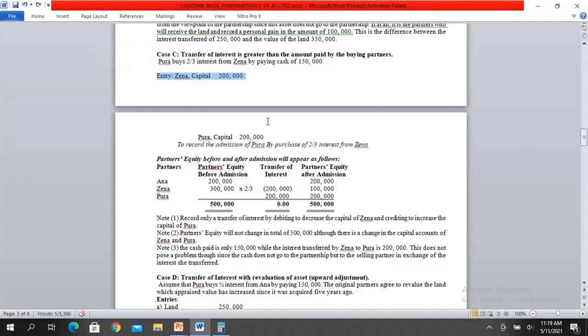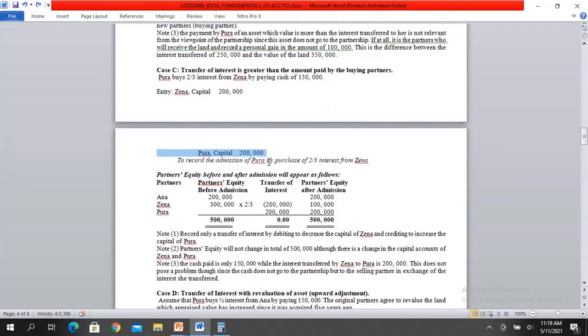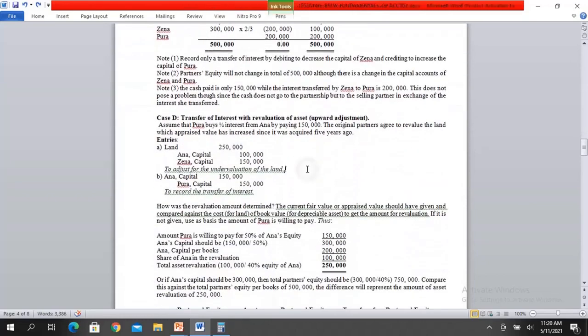Tapos, yung 200,000 na binawas natin kay Zina, idadagdag natin kay Pura kasi binili niya yon. So, 200,000. Ayan. So, yung mga cash na binabayad nila ay huwag niyong papansinin. Ang papansinin niyo ay kung magkano yung interest na transfer sa bagong partners. Ayan. So, this is to record the admission of Pura by purchase of 2/3 interest from Zina. So, case letter D or the number 4 case.